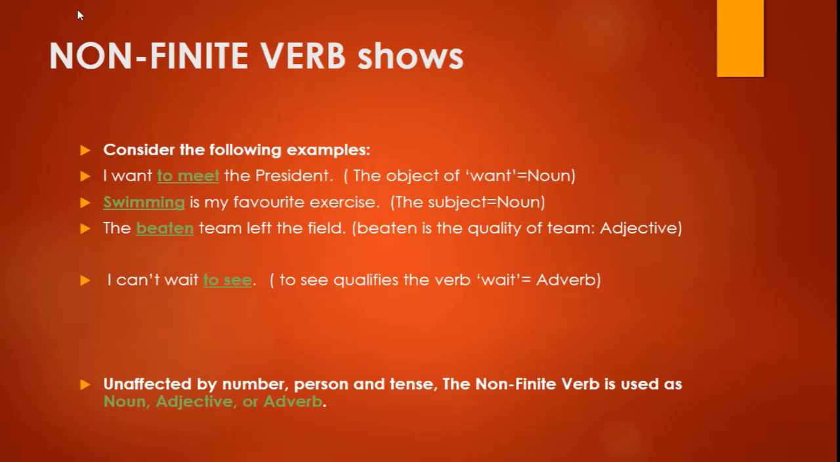In sentence number 3, the beaten team left the field. Beaten is the quality of the team, so beaten is used as adjective. And sentence number 4, I can't wait to see. In this sentence, to see qualifies the verb wait, so to see is an adverb. So we conclude that unaffected by number, person and tense, the non-finite verb is used as noun, adjective or adverb.